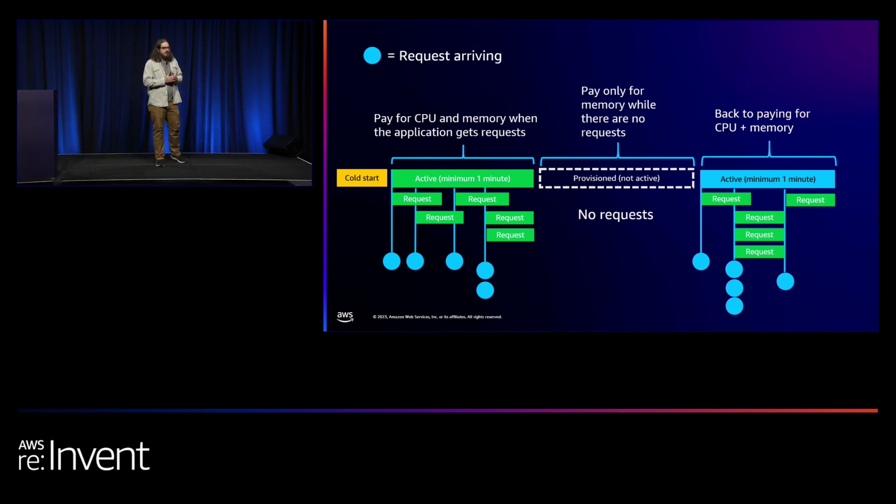But if your application goes 1 minute without receiving any requests, as I discussed before, the App Runner instance is going to scale back down to no longer charge you for CPU and only charge you for memory during that time period. As soon as a single request arrives, the application instance reactivates. It starts charging for CPU again, and there is no cold start at that time. It's an instantaneous reactivation of the application.